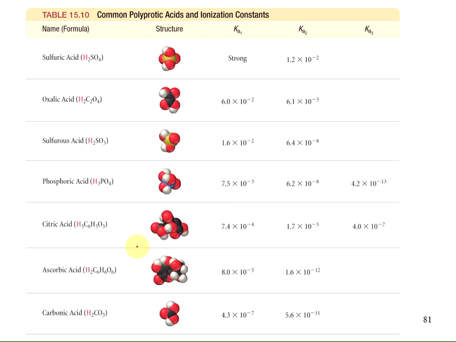Sulfuric acid, we said, is a diprotic acid, and the first removal of a proton is a strong dissociation. But notice that the removal of the second one has a Ka value of 1.2 times 10 to the minus second. Oxalic acid is a diprotic acid. Sulfurous acid is a diprotic acid. Phosphoric acid has 3 protons. Citric acid has 3. Ascorbic acid has 2, and carbonic acid has 2 protons that can be removed. So these are all examples of polyprotic acids.